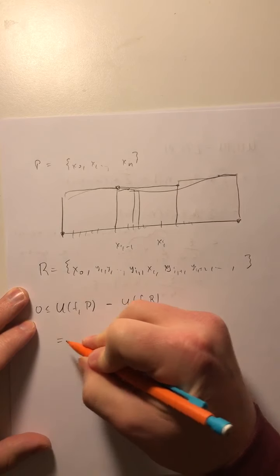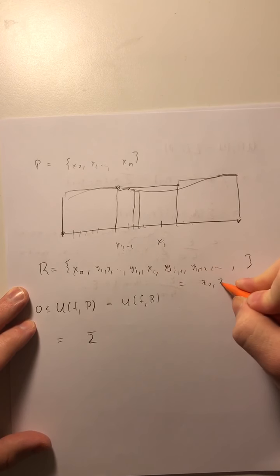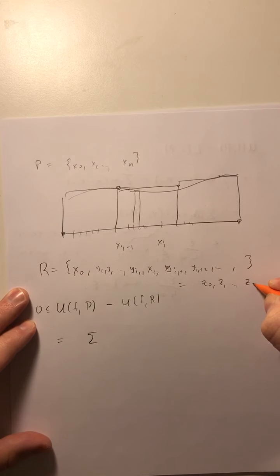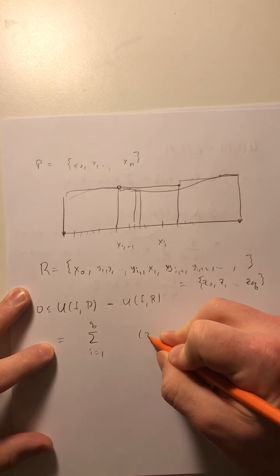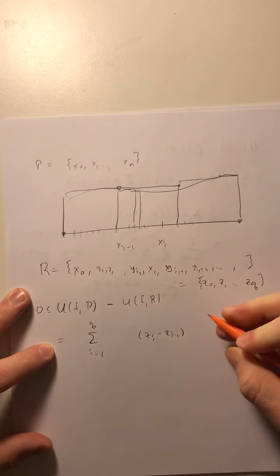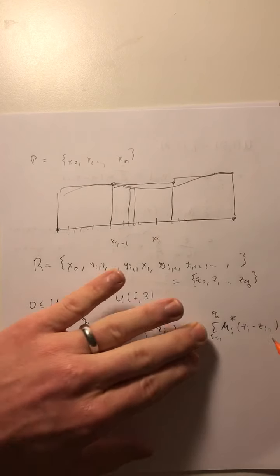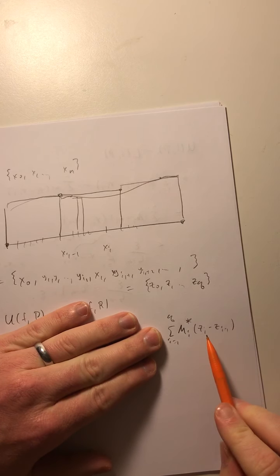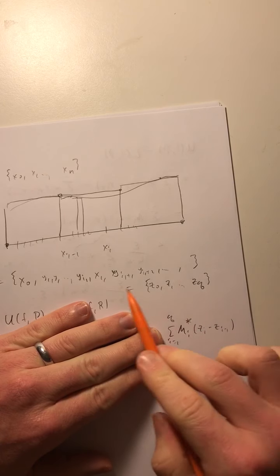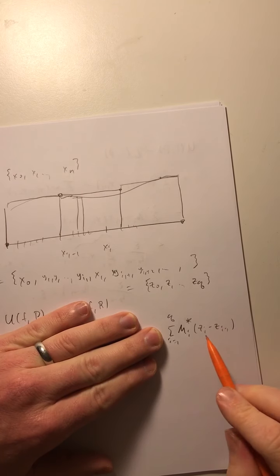But now, let's let R be, say, Z0, Z1, up to Z, let's say, Q. So, R, I've labeled the points and I've written out the upper Riemann sum for R. The Z's are the points of R, and the mi stars are going to be the suprema, right? The maxes on each interval for the refinement R.